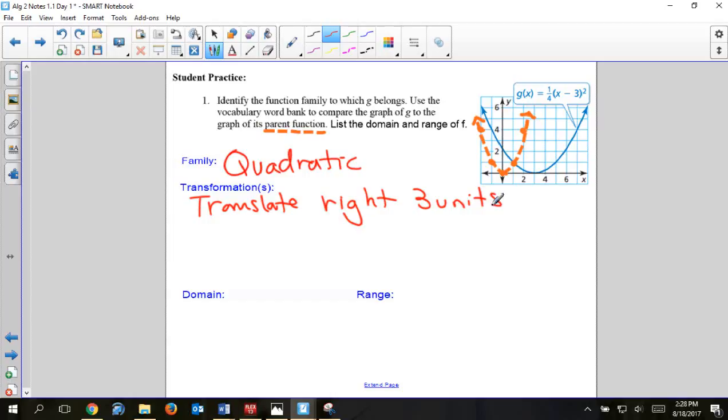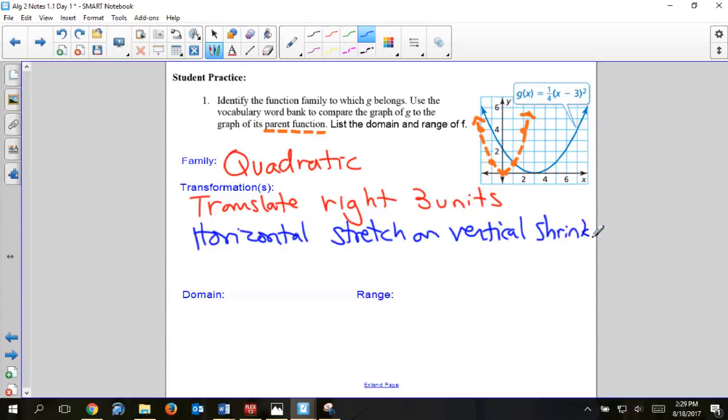Is there anything else different? There's a horizontal stretch. So you are thinking that it is wider? Is it only a horizontal stretch, or could it be something else on that list? Horizontal stretch or a vertical shrink. It could be either, and you don't know which one yet. And I will tell you it is a vertical shrink. But we'll find out why later.